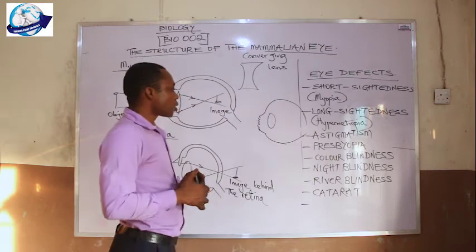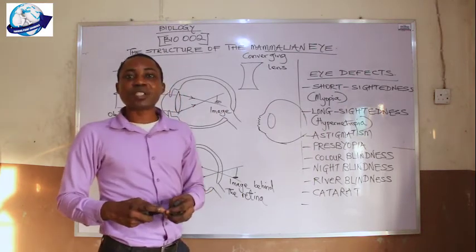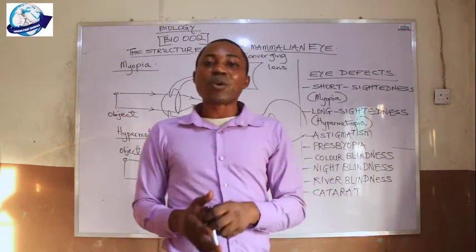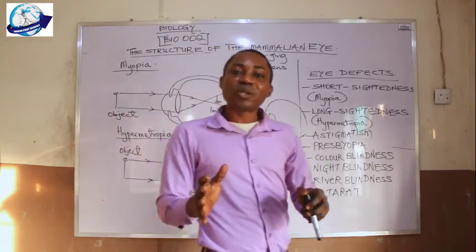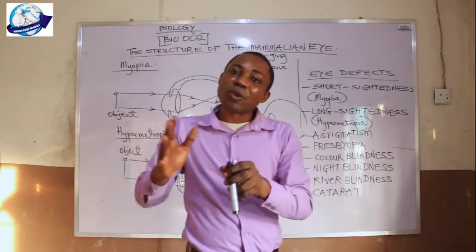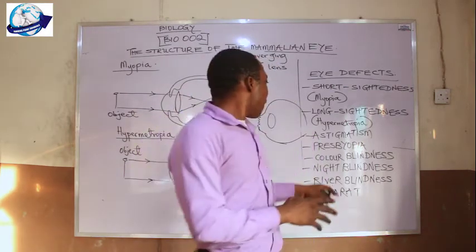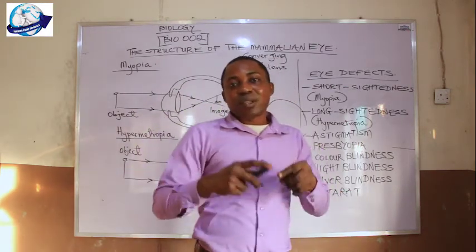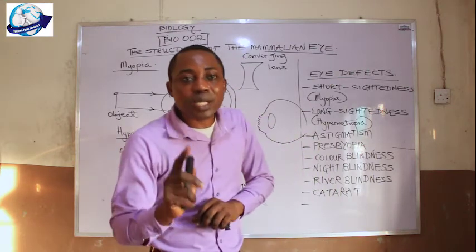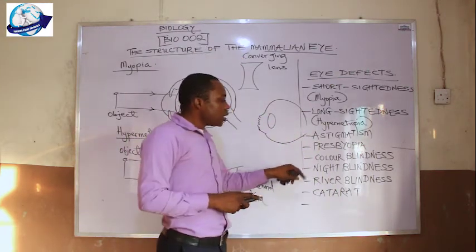Then the other one is color blindness. This is an eye defect in which the person is not able to distinguish different colors. He cannot differentiate one color from the other. A person can be red color blind, blue color blind, or brown color blind. So that's another aspect.